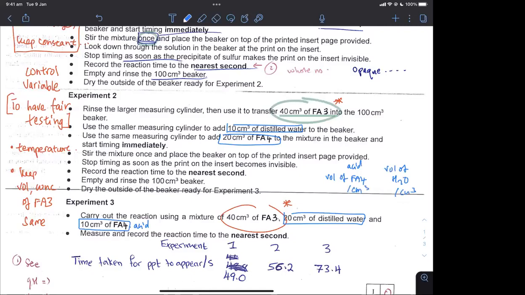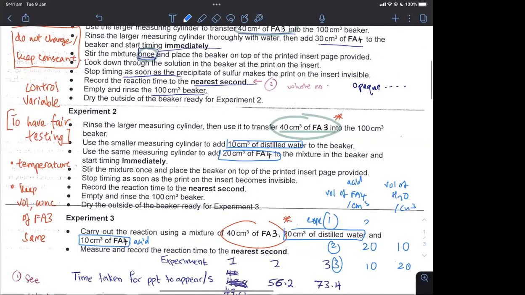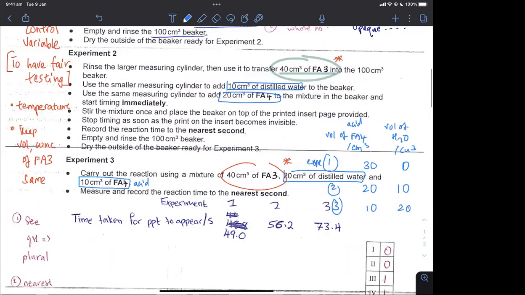So I have experiment 1, 2, and 3. In experiment 3, I have 20 cm cube of distilled water, 10 cm cube FA4, 20 cm cube FA4, 10 cm cube that, and I have 30 cm cube FA4, and I have 0 cm cube water. Am I correct? Yeah, 0 cm cube water. As you can see, you are diluting the acid because there's less of it, but there's more water. But if you see, the total volume remains constant.